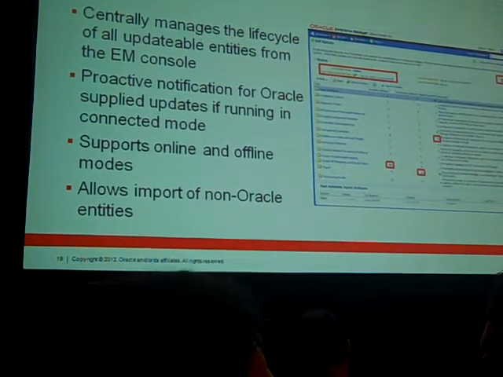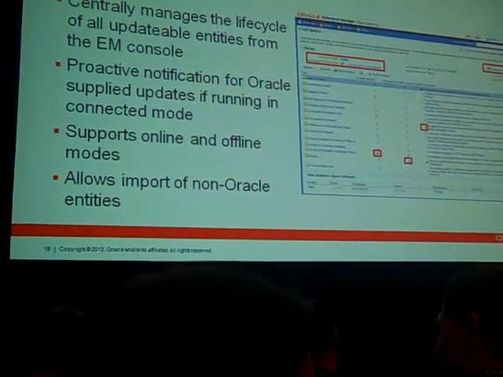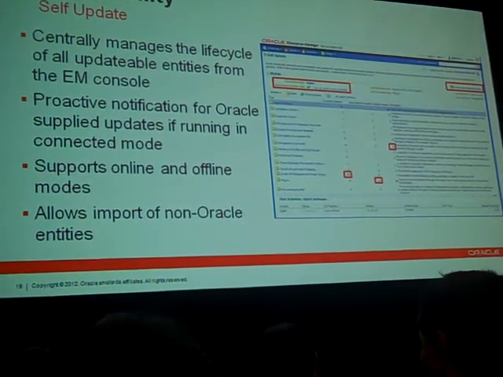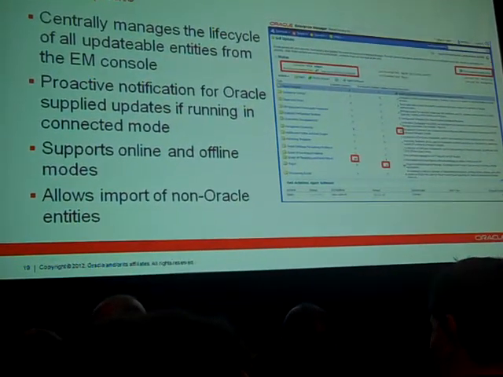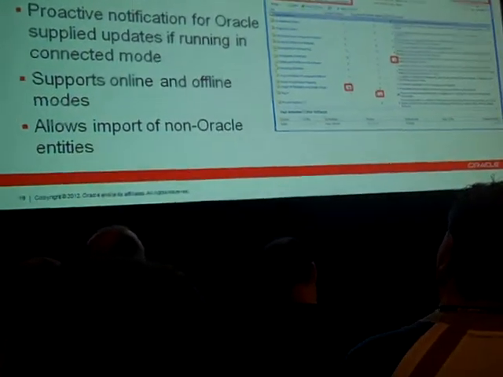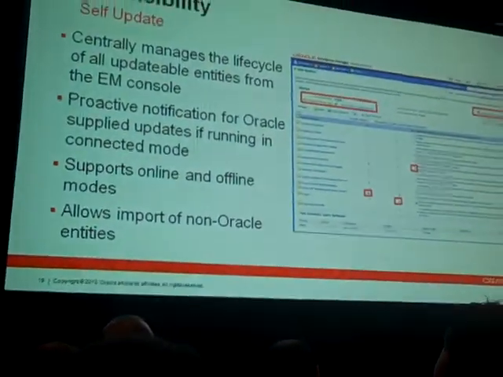Now, a partner went off and developed some extensible entities like a plugin or a connector or anything else. They will be able to import into the EM just similar to how you would import an offline update. It just happens that the source of that update is not Oracle, somebody else, right? And then the rest of the workflow remains the same.